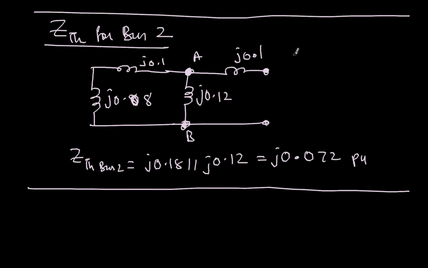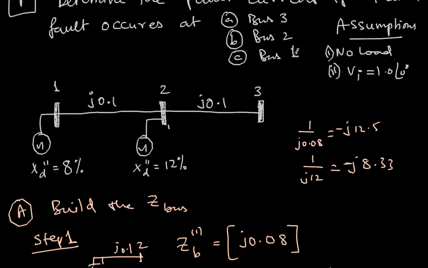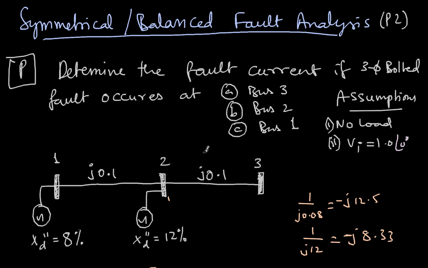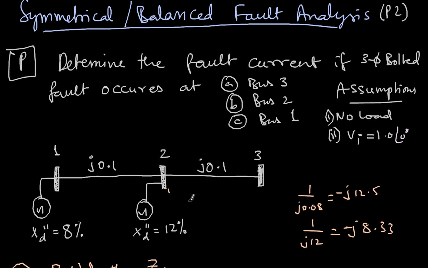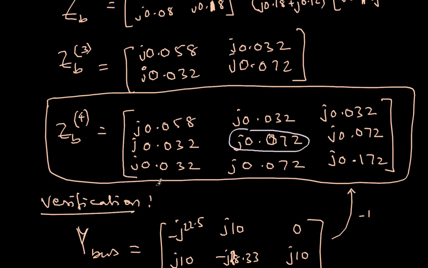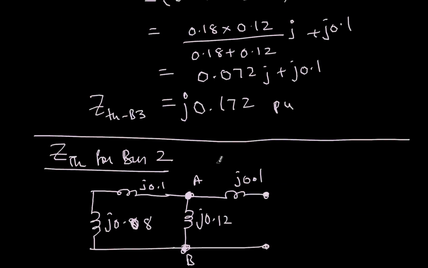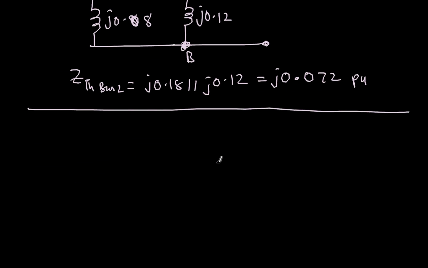So you notice that this exercise is not required. When this question is asked, suppose I'm writing the exam, I know all three buses are covered. So I'll first find out the Z bus, and then directly go to the calculation of fault currents. This is only for your conceptual understanding that I'm telling.